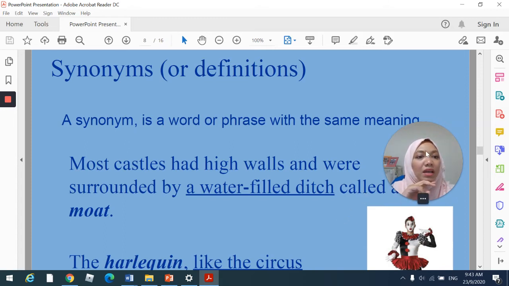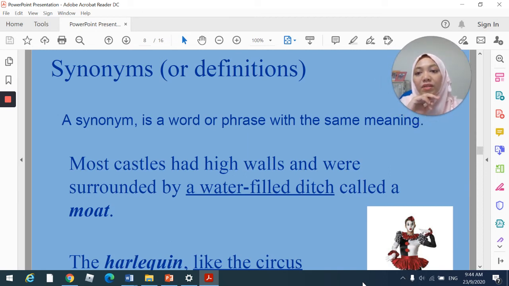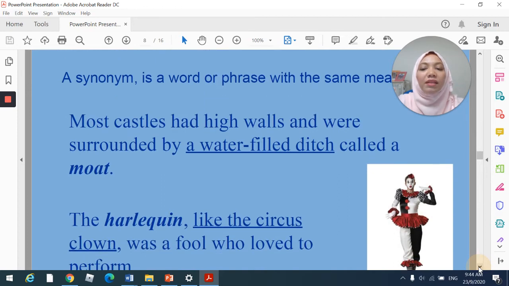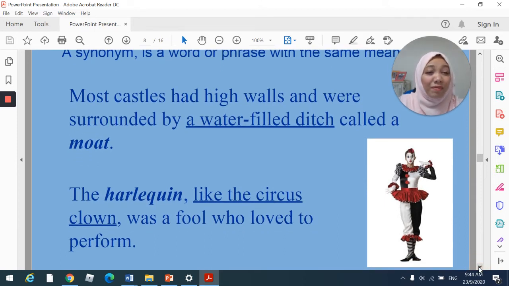Sometimes within the same sentence, you are given the definition of the word. For example, most castles had high walls and were surrounded by a water-filled ditch called a moat. If you're not sure of the meaning of that word, you're already given the definition of it. So read through the lines. The Harlequin, like the circus clown, was a fool who loved to perform. You may have heard of the word Harlequin but not been sure of the meaning. Here you are given the definition.